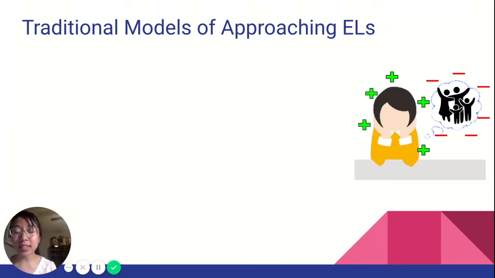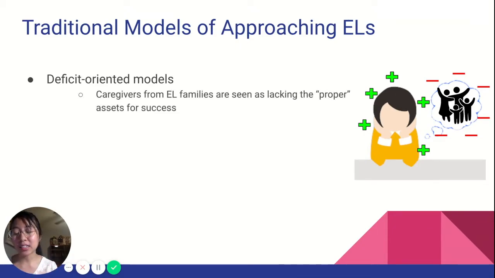These terms, asset and deficit, can also be used to refer to the mindset of the school community at large, which of course has an important impact on our Triquetra of relationships that we've discussed. Now, in the traditional model of approaching ELs, and just in school communities in general, we operate on a deficit-oriented model. This means that we see caregivers in an EL family as lacking something. They have a deficit of proper English instruction. They have a deficit of what we have considered to be the assets of success in a traditional model.